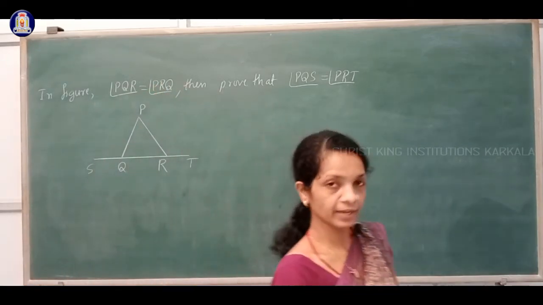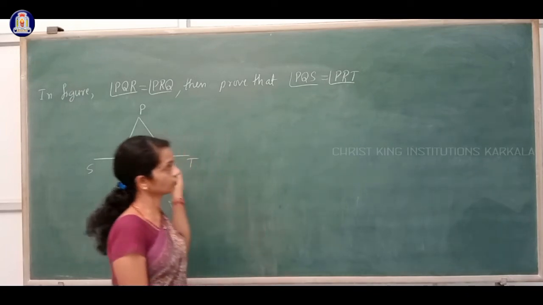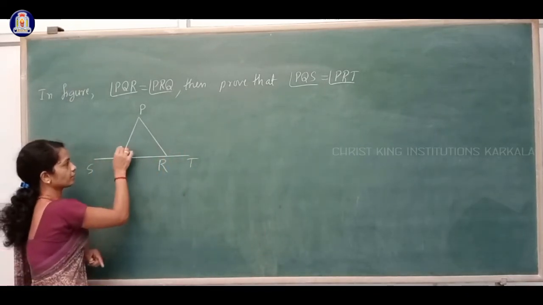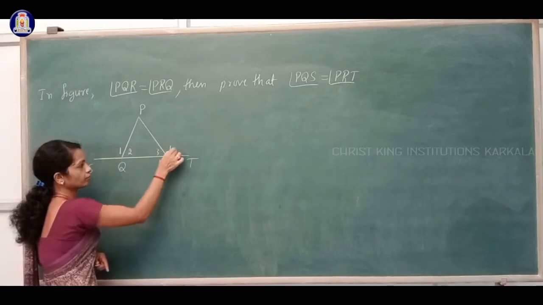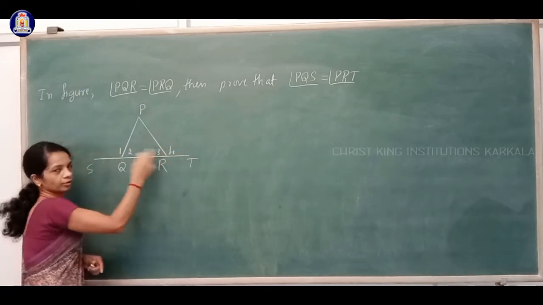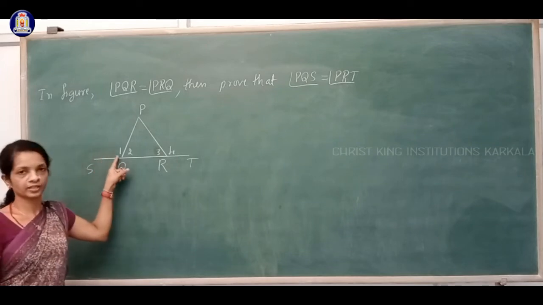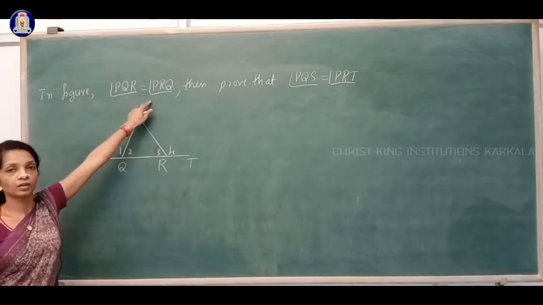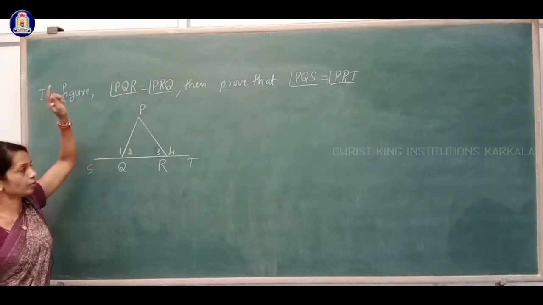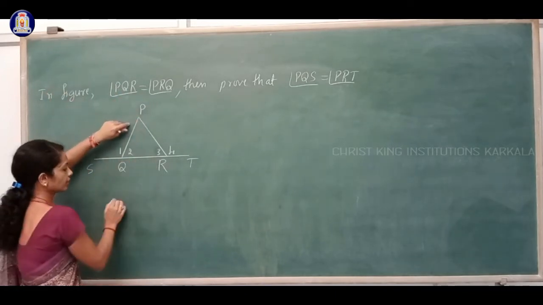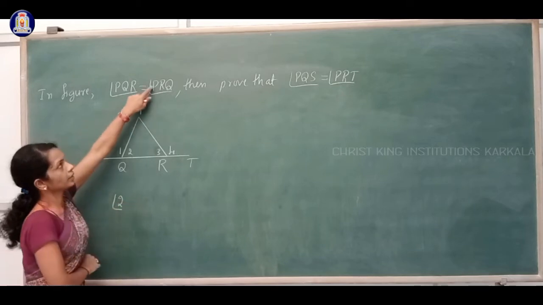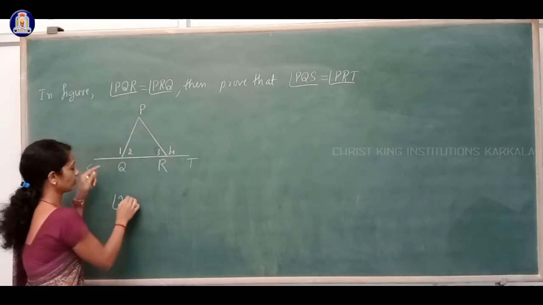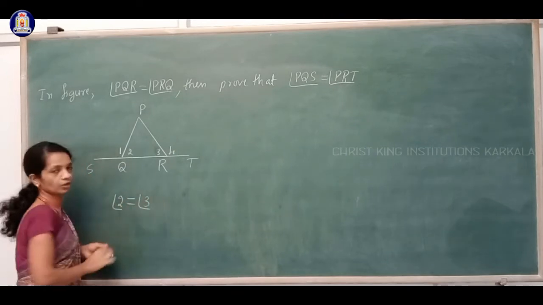PQS is equal to angle PRT. Okay, this is the figure given to you, and here I'll name these angles as 1, 2, 3 and 4. So here you have 4 angles that I named in short as 1, 2, 3 and 4. Which angles are equal? We are given these two angles are equal. Which angle? PQR, that is angle 2, that is equal to angle PRQ, which I have taken as angle 3. Angle 2 is equal to angle 3 we are given.